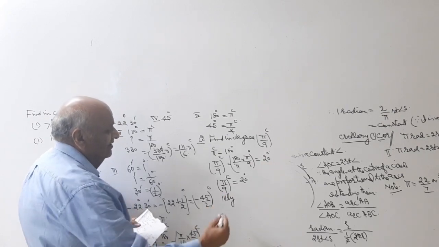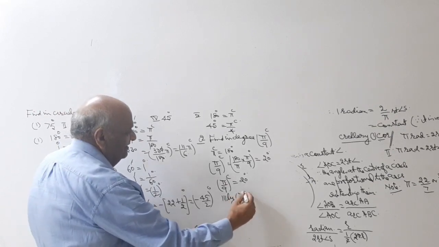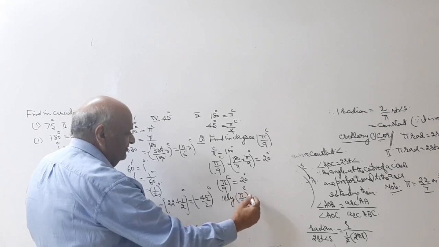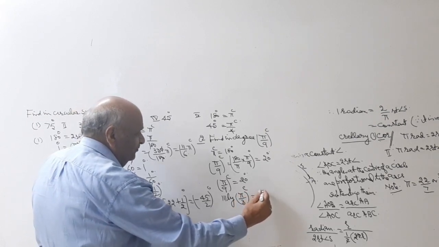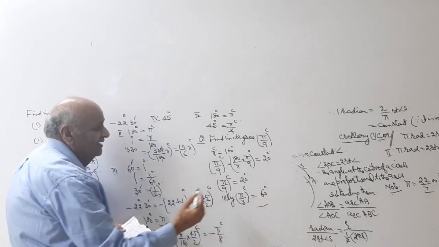Similarly, we say pi by 3 radians. Very simple, pi by 3 radians is equal to 60 degrees. And so we continue like this.